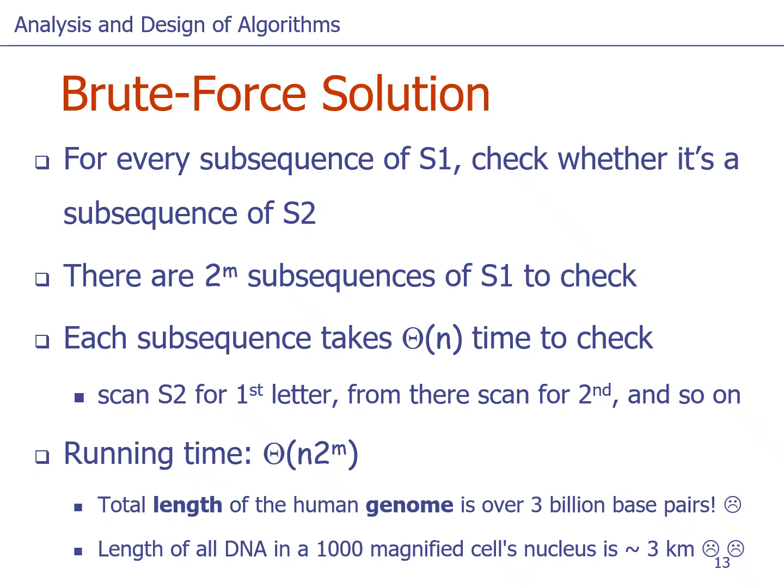So that's horrible. In terms of performance, we're talking about something that is quite unacceptable. It's n multiplied by 2 to the m. Now, if you actually take into consideration that the total length of the human genome, as I mentioned down there, is about 3 billion base pairs, and the length of the DNA in a magnified cell nucleus is about 3 kilometers, try to substitute that in the formula we have here, and it turns out to be some ridiculously huge number. So obviously, DP will come to the rescue, because this is obviously not a performance that we can achieve anything with.